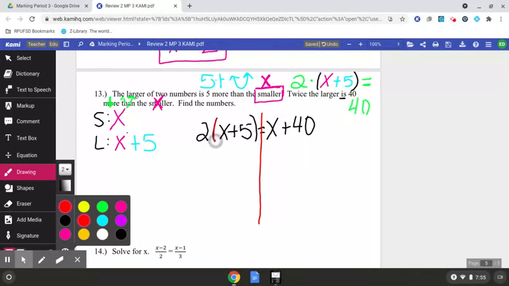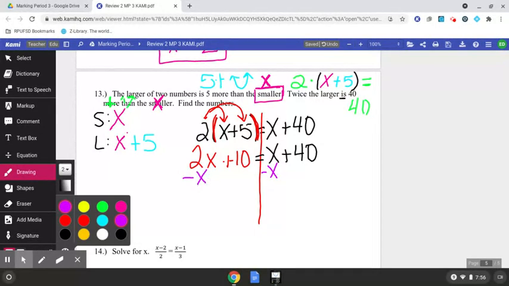So I see parentheses first, I'm going to distribute. So 2 times x is 2x, 2 times 5 is 10. Equals comes down, x plus 40 also comes down. Now I'm going to combine my x's. So now that my x's are on different sides of the equal sign, I have to use opposite operation. So my x, I'm going to subtract it from both sides. So it will cancel here, and 2x minus 1x is just x. My plus 10 comes down. Equals, and 40 comes down.